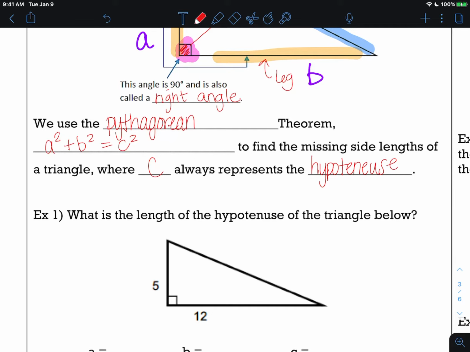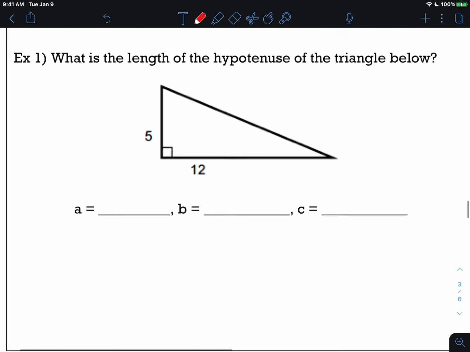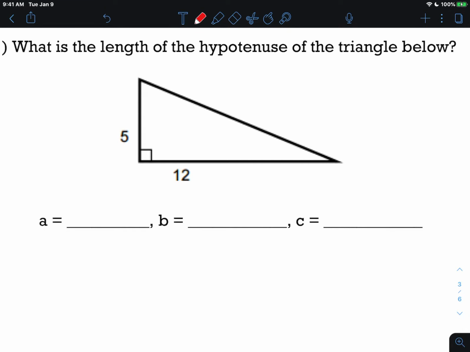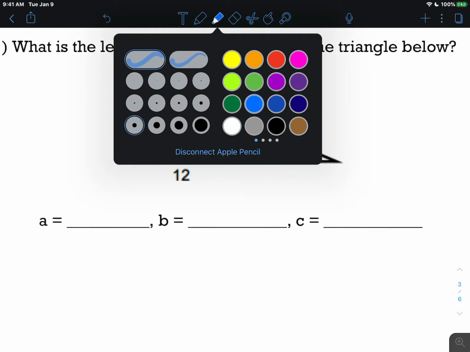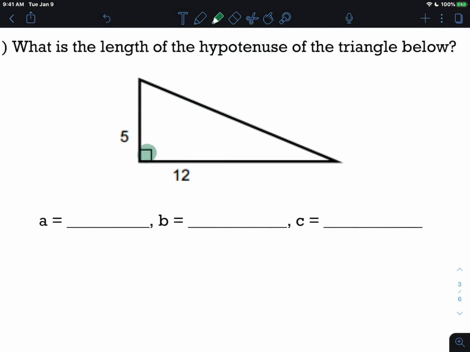So let's go ahead and take a look at an example. So here I have a right triangle. How do I know that for sure? Well, little box down here. So that means this is definitely a right triangle. I'm going to look opposite to it, and that's my hypotenuse, C. 5 and 12 are both legs because they're on either side of the 90-degree angle. So I'll just say A and B.